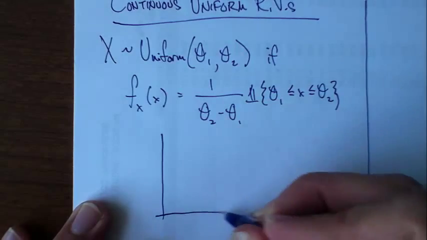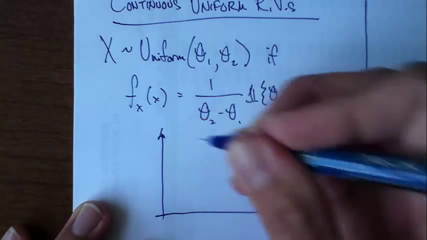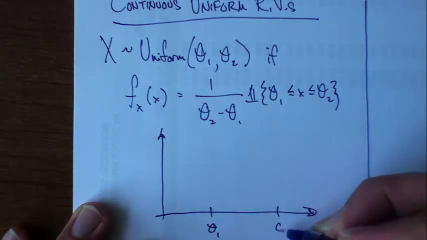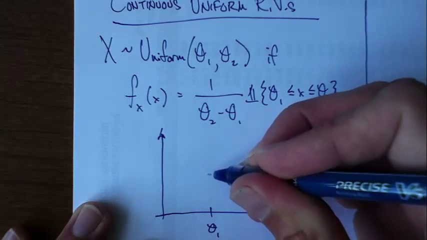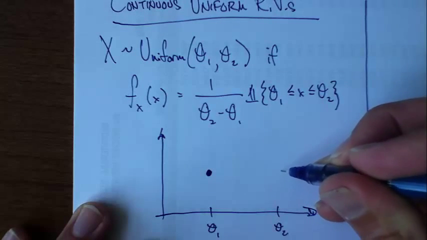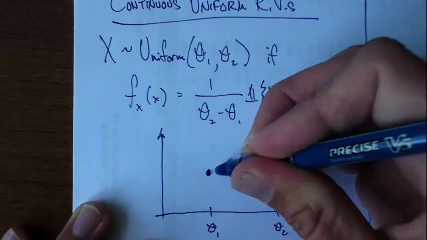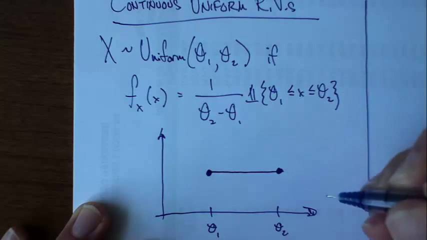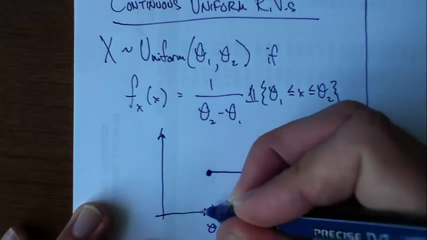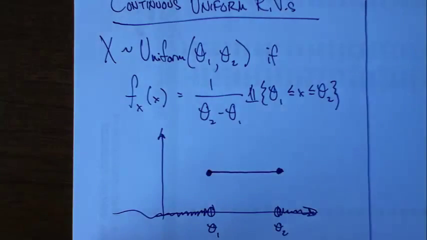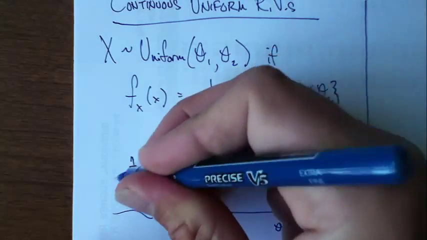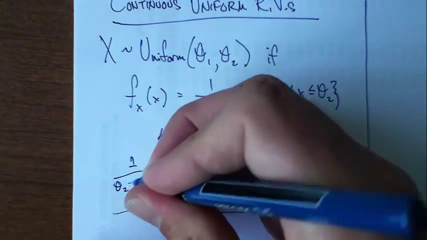Well, let's say we plop down theta 1 right there and theta 2 right there. Okay, and so I'll go up to there and to there. I'll go across like that. Okay, that's what it looks like. Oh, and how high is this? This is 1 over theta 2 minus theta 1.